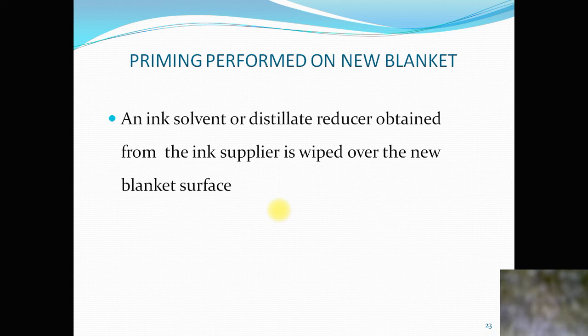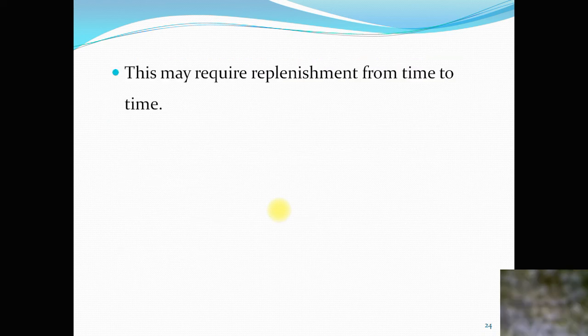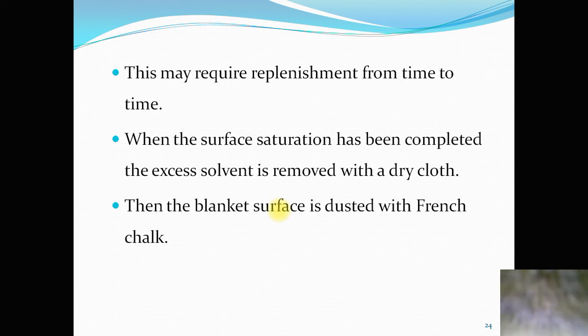An ink solvent or distillate reducer obtained from the ink supplier is wiped over the blanket surface. It is allowed to soak into the surface for 2 or 3 hours. This may require replenishment from time to time. When the surface saturation has been completed, the excess solvent is removed with a dry cloth, and then the blanket surface is dusted with a French chalk cloth.